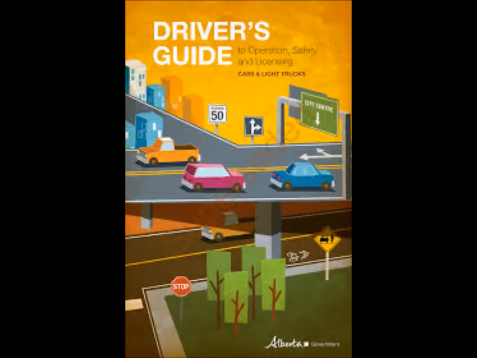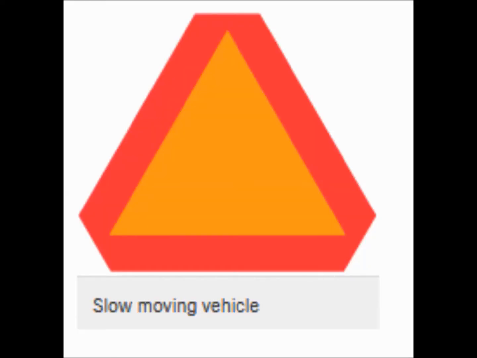Slow-moving vehicle. A slow-moving vehicle sign is placed on the back of vehicles that travel less than 40 kilometers per hour, such as farm tractors, machinery, or construction equipment. This sign warns drivers to be prepared to reduce their speed. Image description. A red triangle with a smaller orange triangle within.